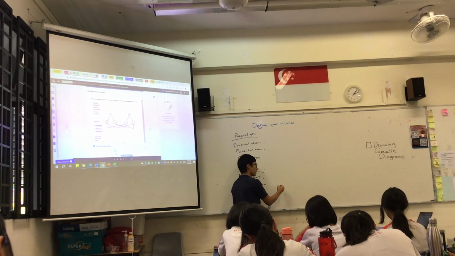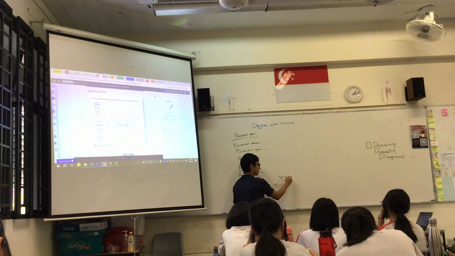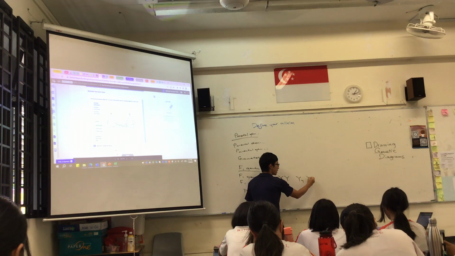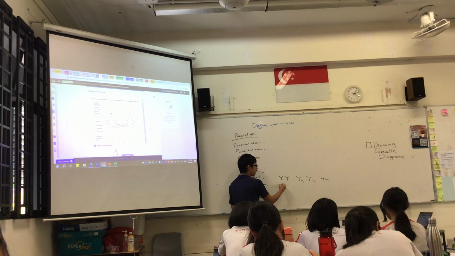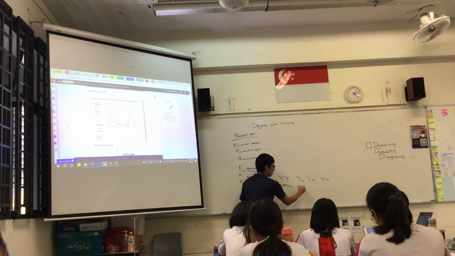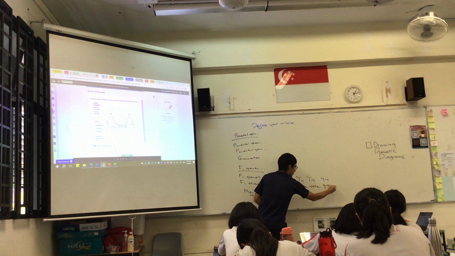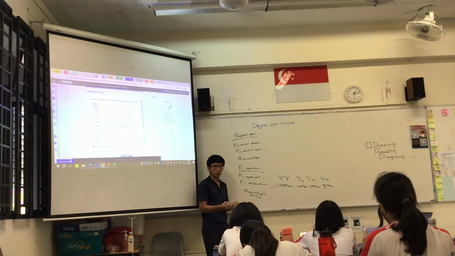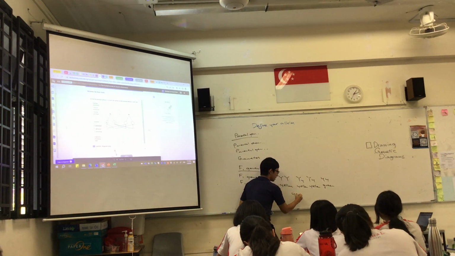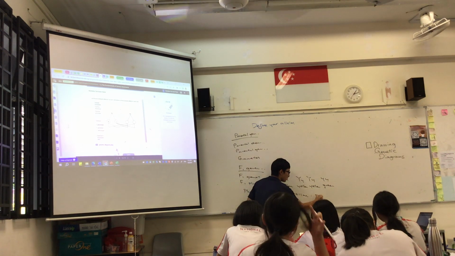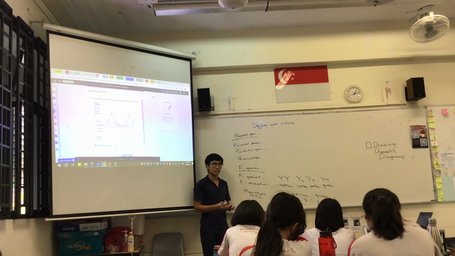You had something along the lines of YY, you have to write under the genotypes, big Y big Y, big Y small y, big Y small y, and small y small y. And then the answer was something along the lines of yellow peas: yellow, yellow, yellow, and green. The last line is for you to write down the ratio. So for example, yellow is to green is 3:1. Okay, that's what the last line is for.